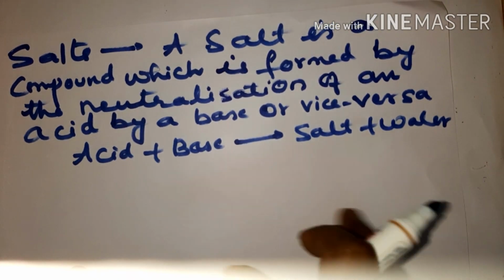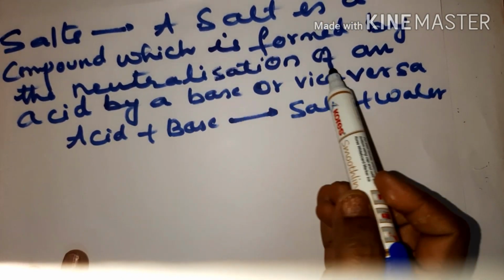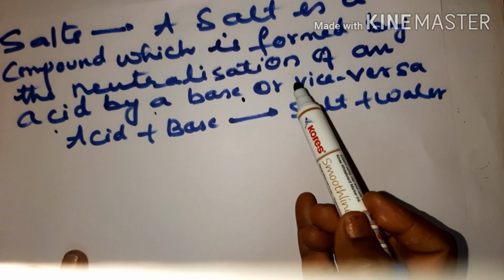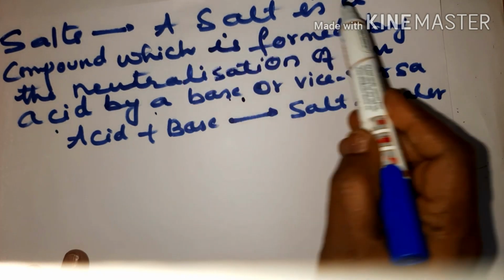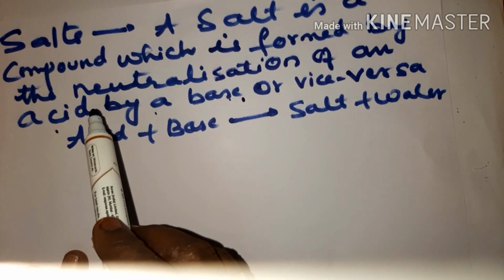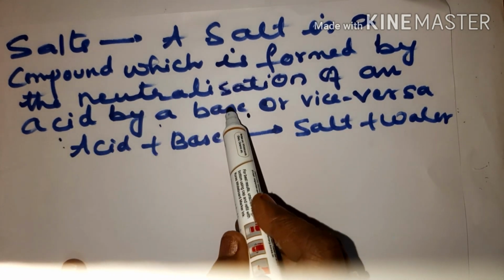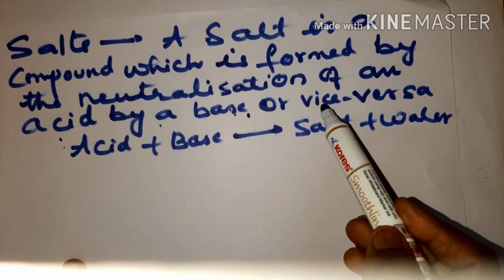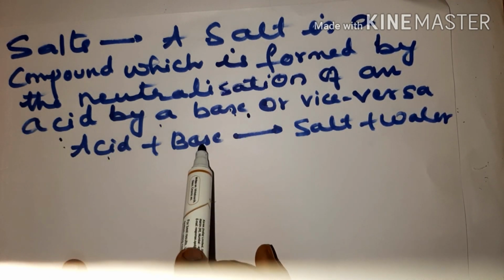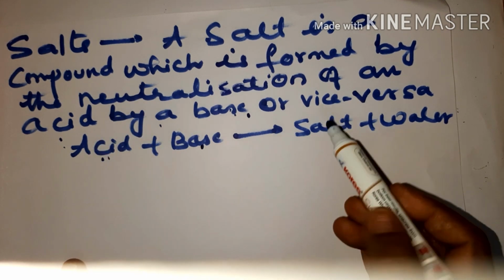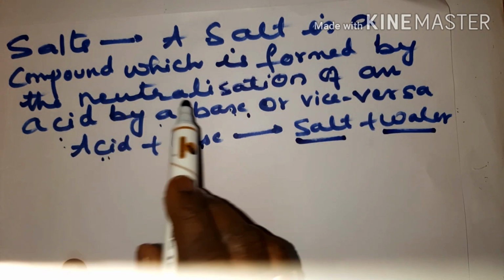Now we shall learn about salts. What is a salt? A salt is a compound which is formed by neutralization of an acid by a base, or a base by an acid, or vice versa. Acid with base or base with an acid, you get salt and water. Salt is a compound which is formed by neutralization.